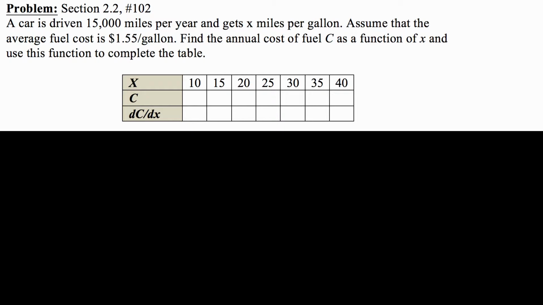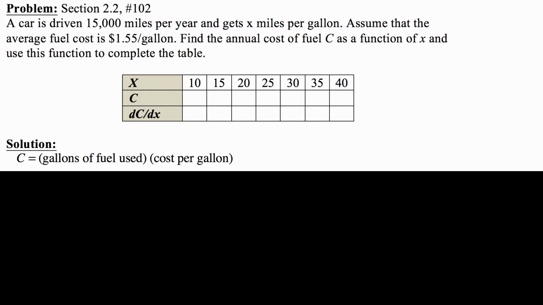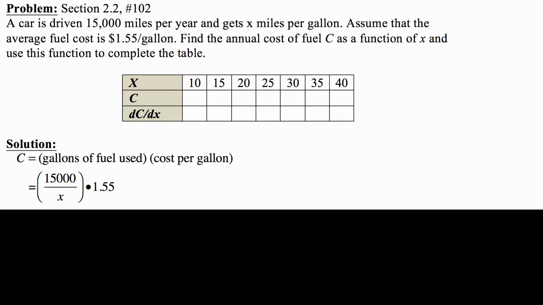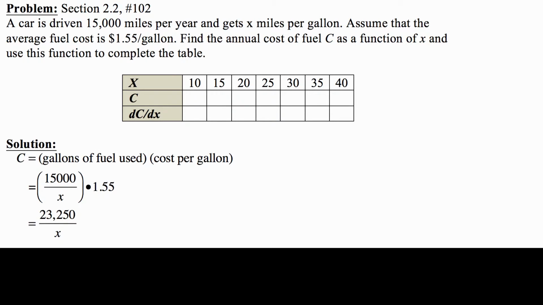All right, so what we're going to do, of course, is go ahead and determine our function. Now, we know that the total cost is going to be the product of the gallons of fuel used times the cost per gallon. We're told that the car is driven 15,000 miles per year, it gets X miles per gallon, and it costs $1.55 a gallon. So that's going to give us this equation, where C is going to be 15,000 divided by the number of miles per gallon we get, times $1.55. When we clean that up with arithmetic, we end up with 23,250 over X. That's going to be our cost function.